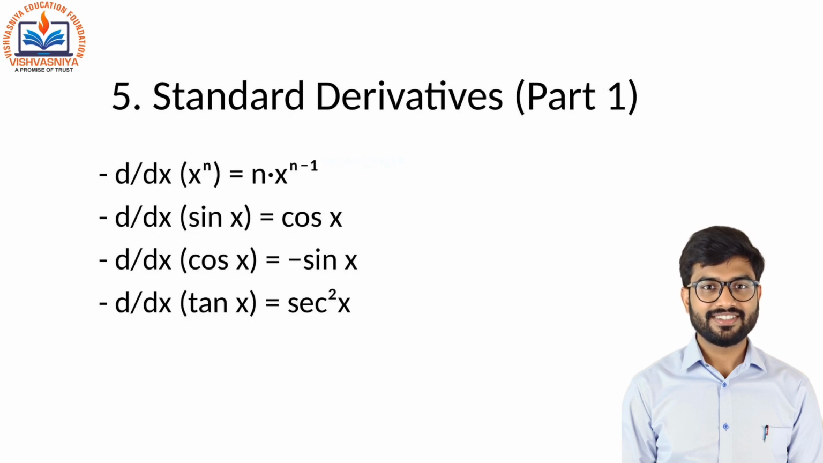d by dx of x to the power n equals n times x to the power n minus 1. d by dx of sin x equals cos x. d by dx of cos x equals minus sin x. d by dx of tan x equals sec squared x.